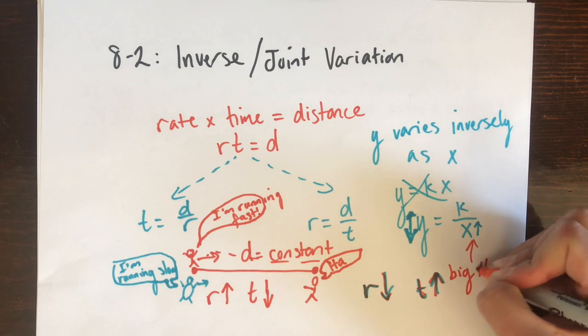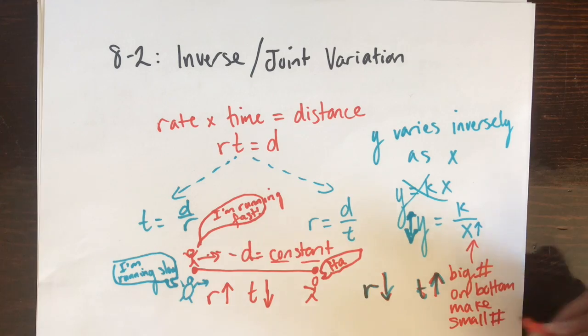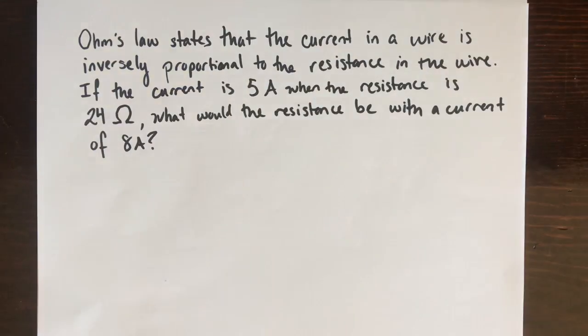Imagine you have like 1 over 100. That's a really small number, right? So the bigger x is, the smaller your actual number is going to be because it's on the bottom of that fraction.